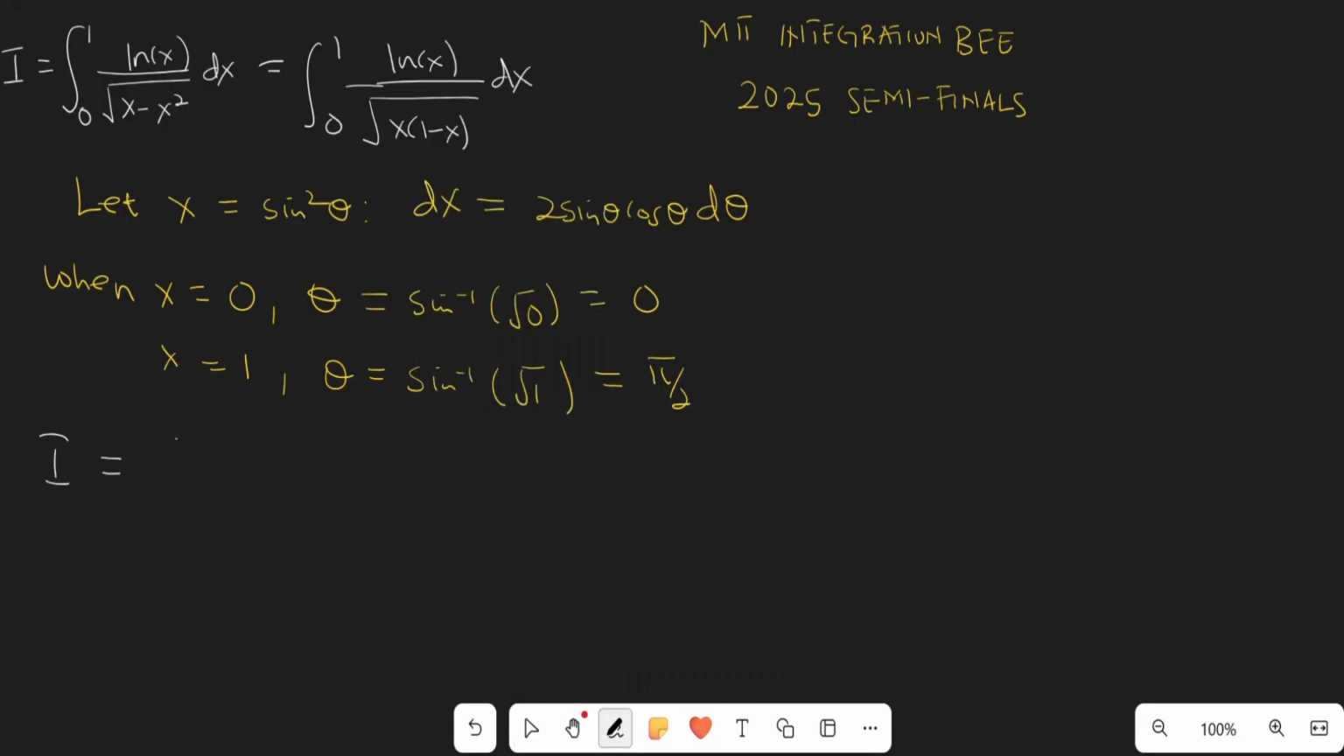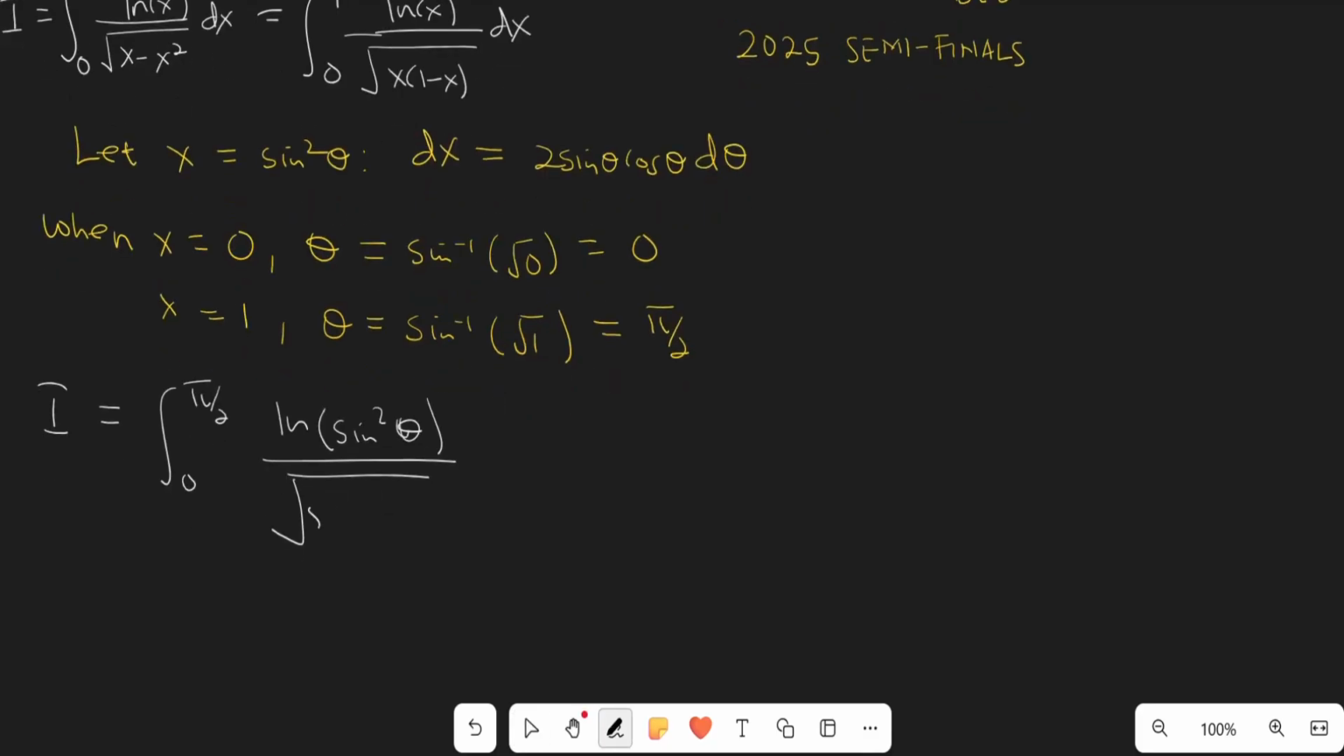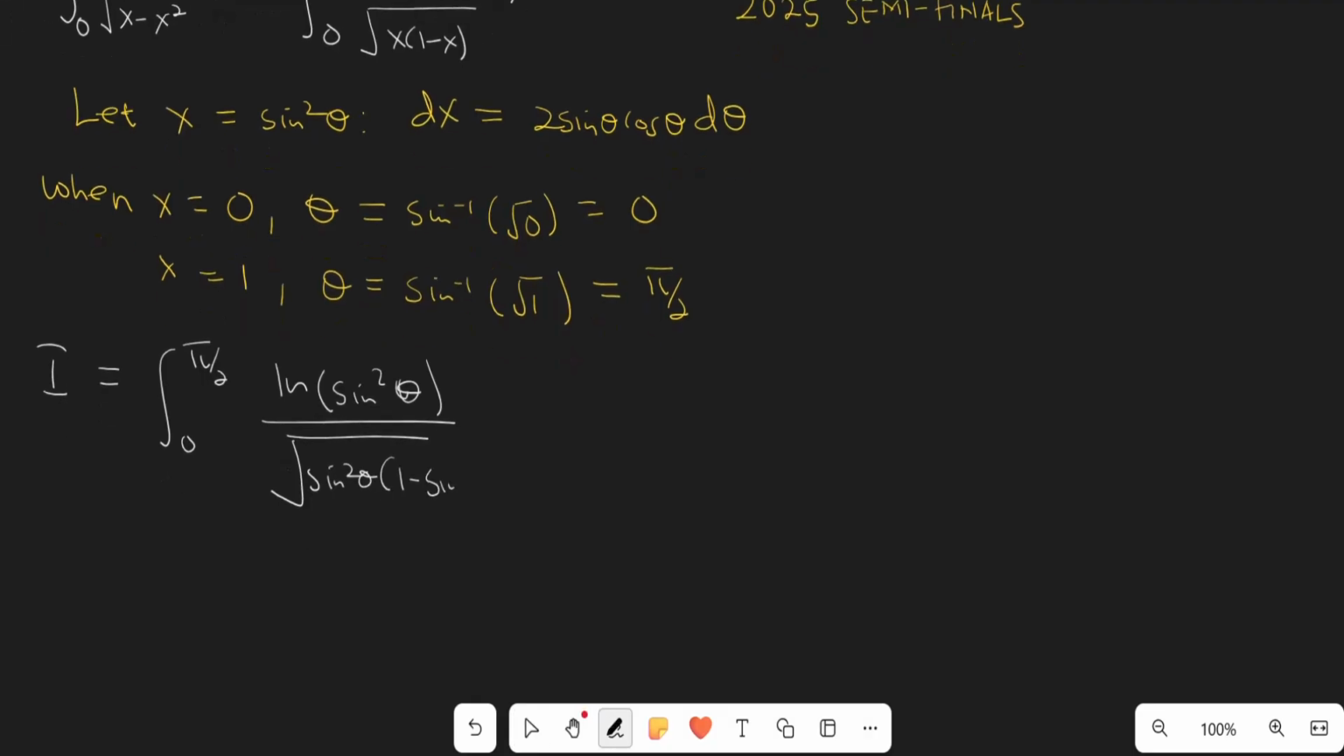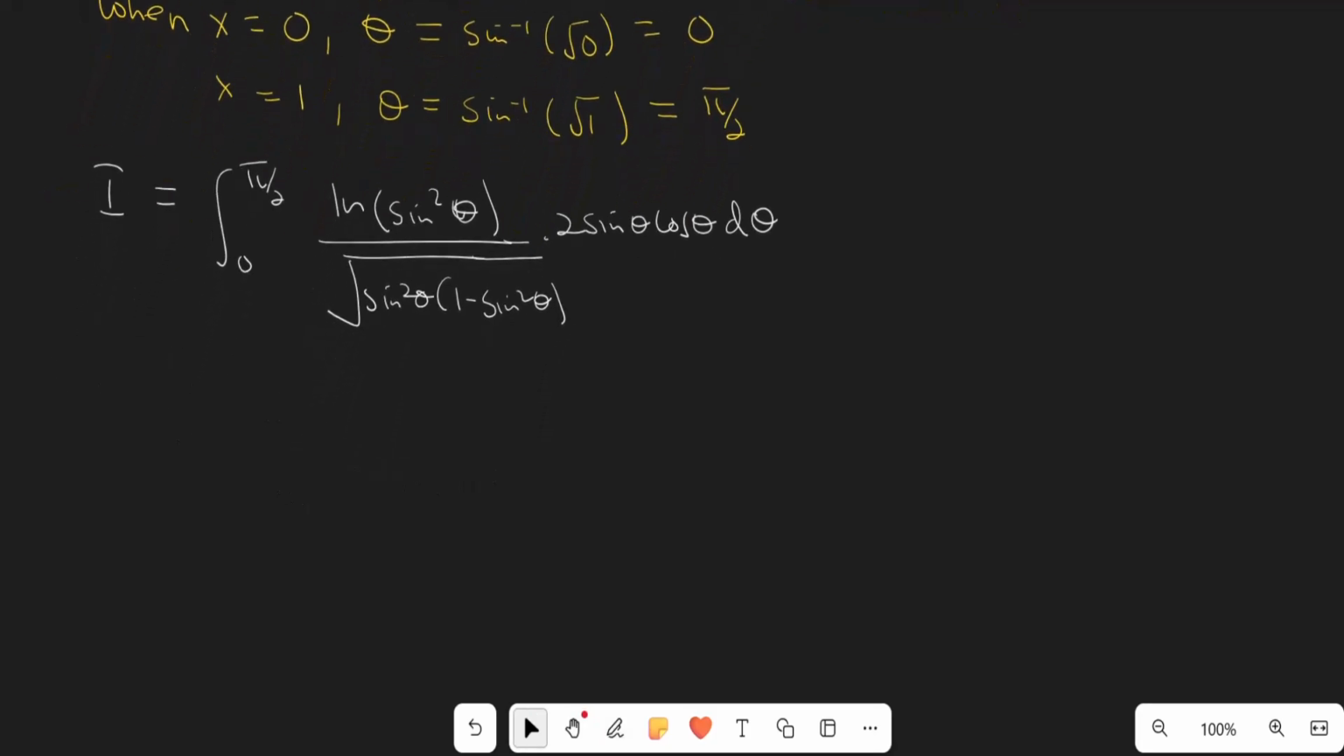So now let's take our integral from the x world into the theta world. So I is going to be the integral from 0 to pi over 2 now of the ln of x, x is sine squared theta, divided by the square root of x, which is sine squared theta, multiplied by 1 minus x, and x here is sine squared theta, times dx, and dx is 2 sine theta cosine theta d theta, like that.